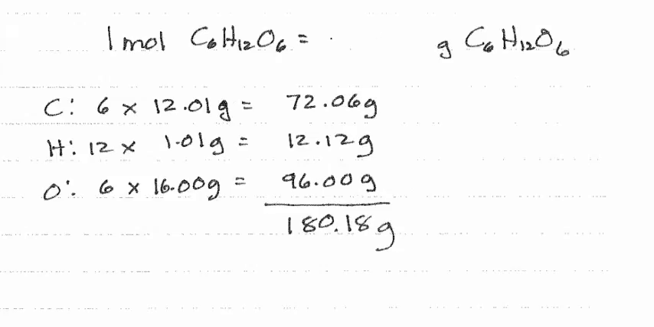So that's how we calculate the molar mass. So 1 mole of glucose is equal to 180.18 grams of glucose.